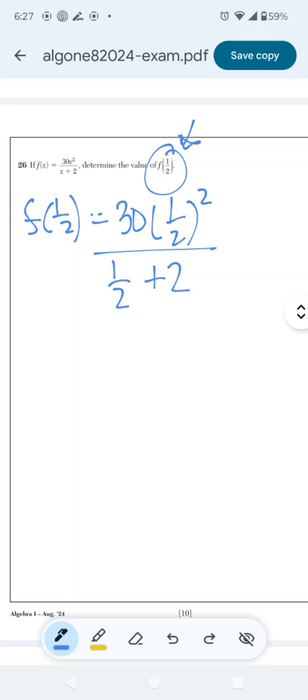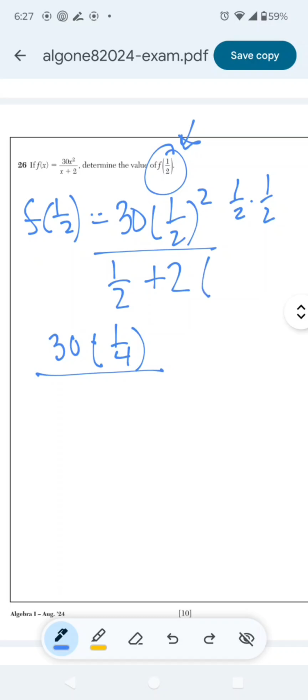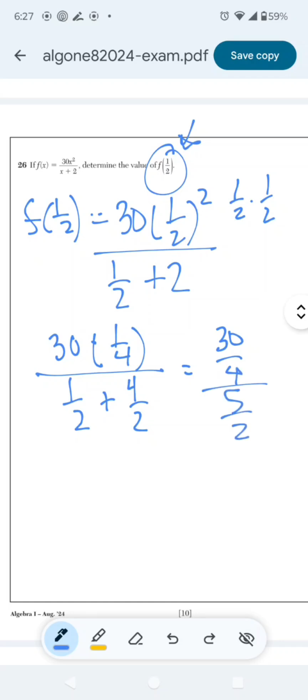I'm just going to simplify now. 30 times 1/4, because remember 1/2 times 1/2, divided by 1/2 plus 2. I'm going to turn this into a fraction. So instead of it being 2, I'm going to put 4 over 2. So now 1/2 plus 4/2. What is that going to give me? 30 times 1/4 will be 30 over 4, divided by 1/2 plus 4/2, which is 5 over 2.